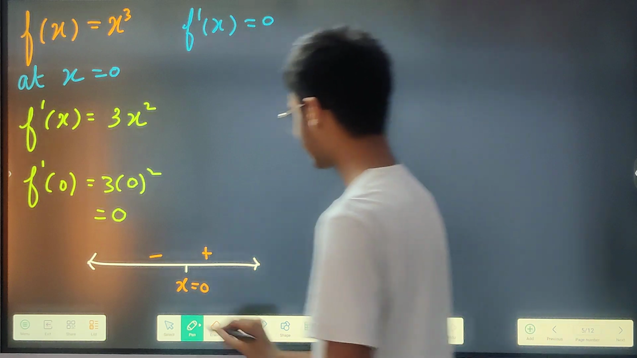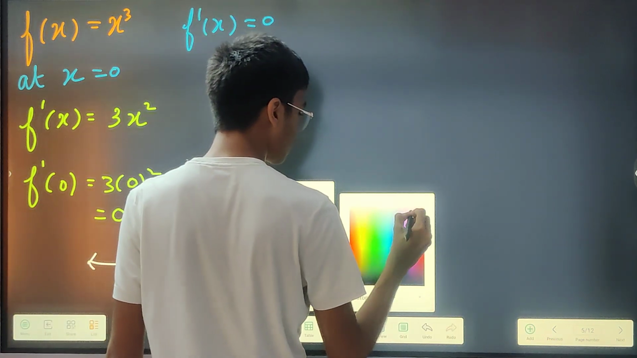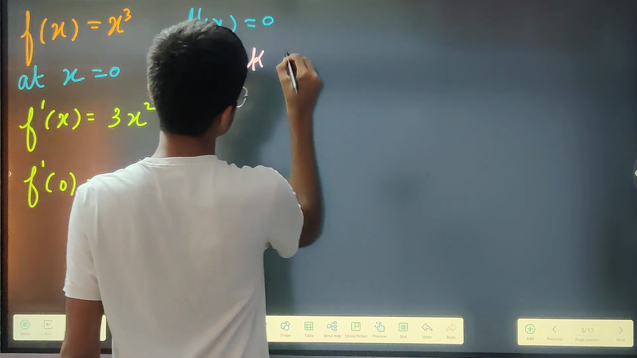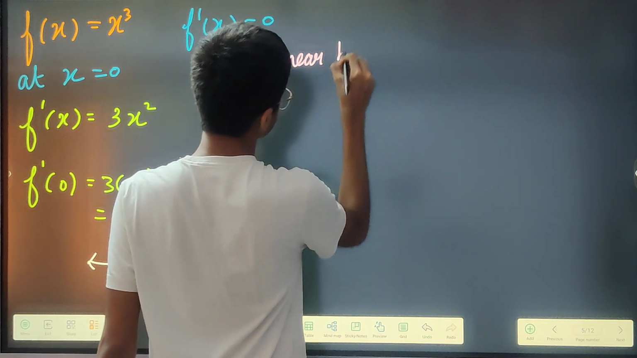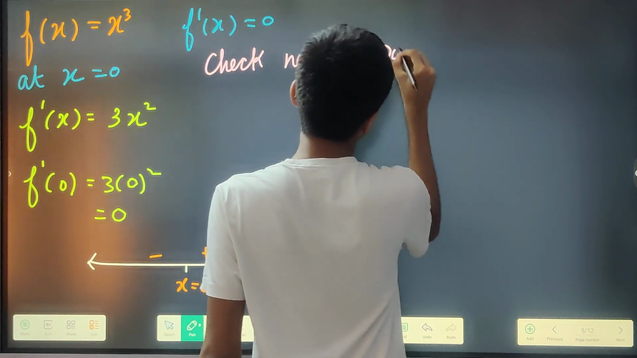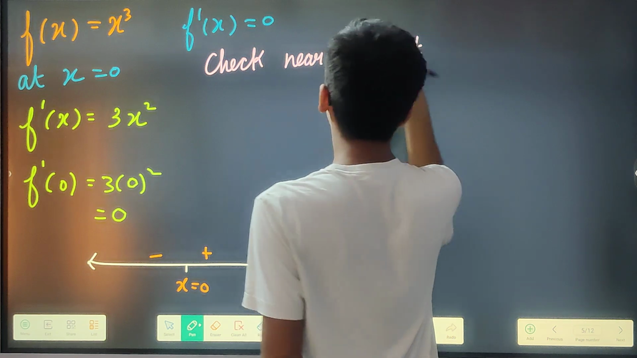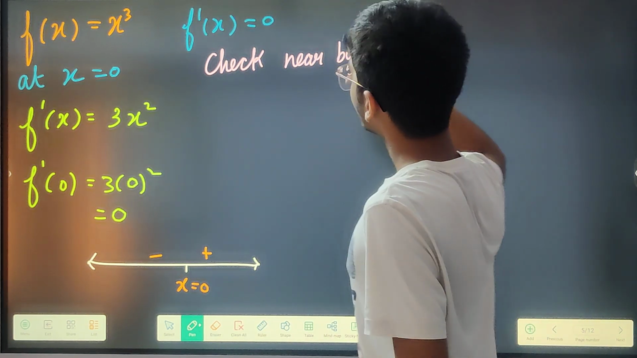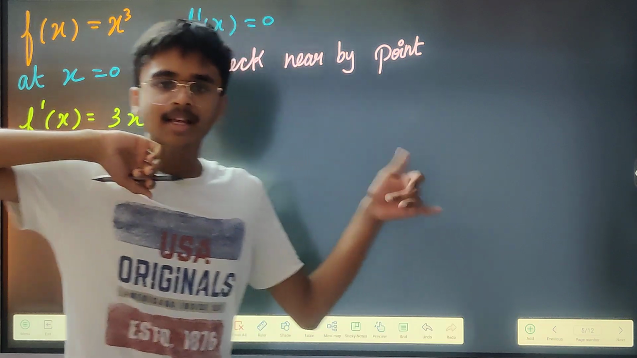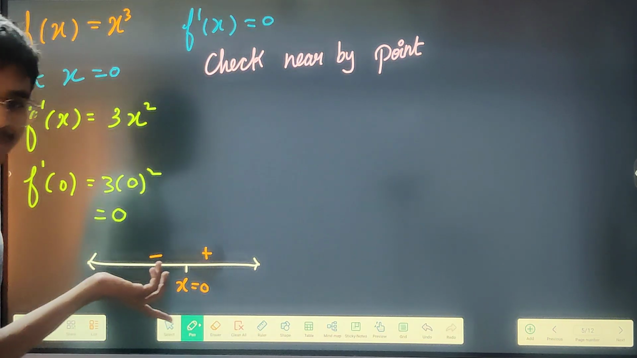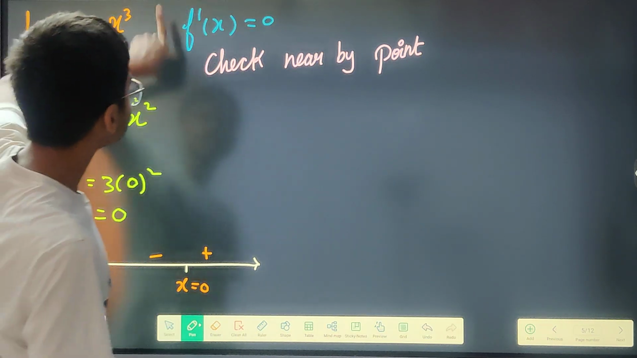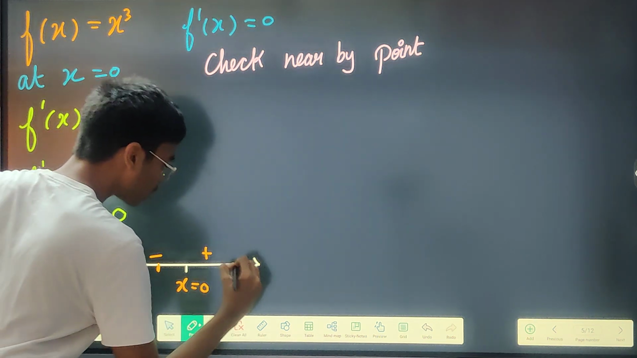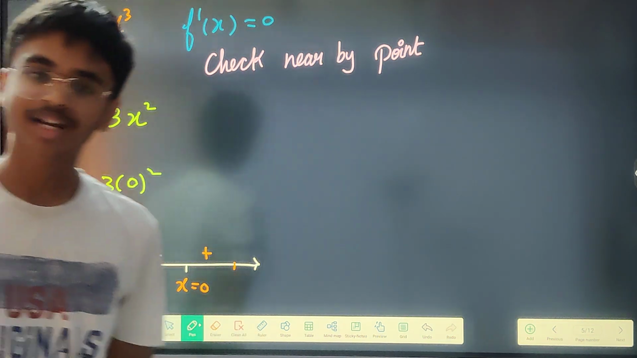What you have to do in this condition is check nearby points. When you are checking nearby points, automatically you will be getting the answer here. How will you be checking the nearby points? The nearby points of x can be on this side, and also on this side.